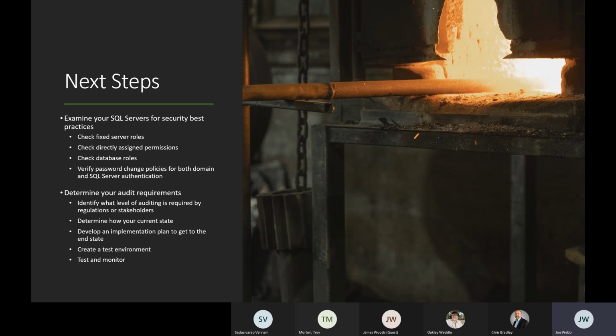You can also run scripts to check who has directly assigned permissions to various tables outside of the roles. And then I would encourage you to verify and make sure that if you're using SQL authentication for any reason at all, that you turn on password policy requirements so that the users will have to change their password on a regular basis. And it'll have to adhere to the Windows-based standard for the complexity of the password.